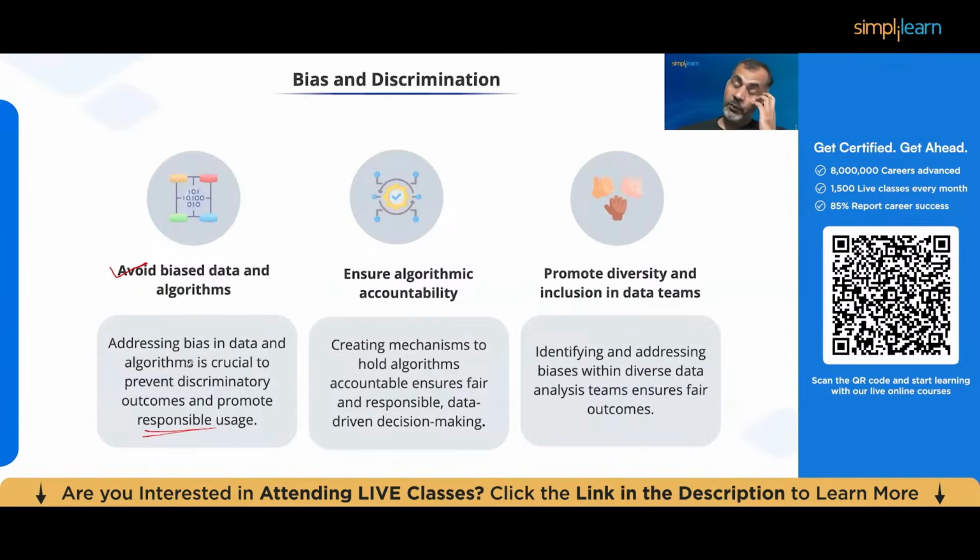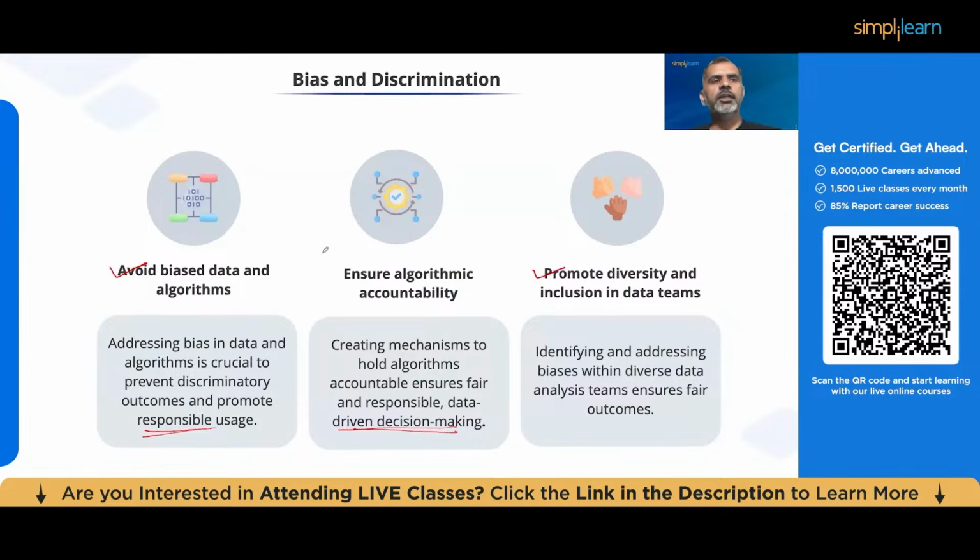That's a very important concern whenever we build such models that are specifically built for a community, for societal applications. While doing this, we ensure algorithmic accountability also. That means we have to create a mechanism to hold algorithms accountable and ensure fair and responsible data-driven decision making. This can only be possible when your data was collected fairly and each and every section is selected randomly or getting an equal weightage during the modeling process.